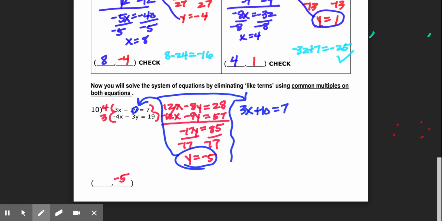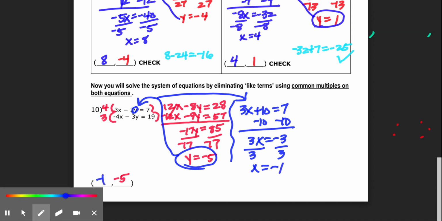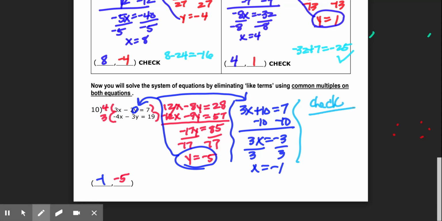Then I subtract 10 from both sides. So 3x equals negative 3. Divide both sides by 3. And x equals negative 1. So now let's check it. This is our check. So I'm just going to use the bottom equation. So negative 4 times negative 1 is 4. And negative 3 times negative 5 is 15. Is 4 plus 15 19? Yes, it is. So everything checks out just fine on that particular problem.